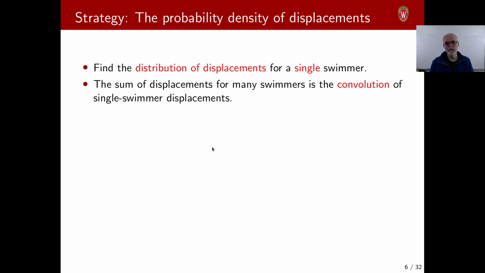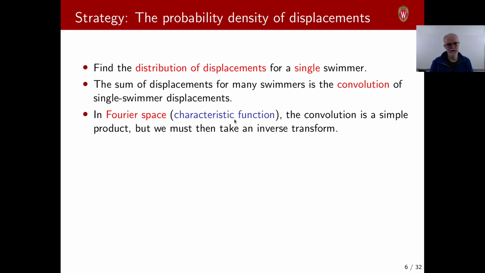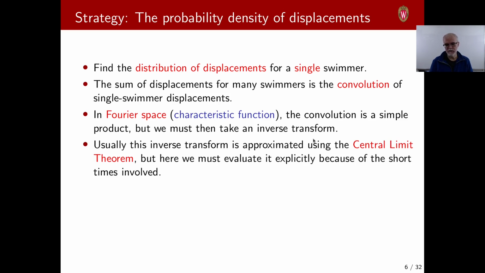Then we want to sum that over many swimmers. And in probability theory, when you add variables together, that's a convolution of probability distributions. In Fourier space, convolution is very simple. So we're going to be working mostly in Fourier space, but at the end of the day, you need to take an inverse transform. And usually, this inverse transform is exactly what gives you the central limit theorem, in the sense that you want to use the saddle point method to evaluate your inverse Fourier transform, and you find that it's dominated by the quadratic part, and that's exactly what gives you the Gaussian distribution.